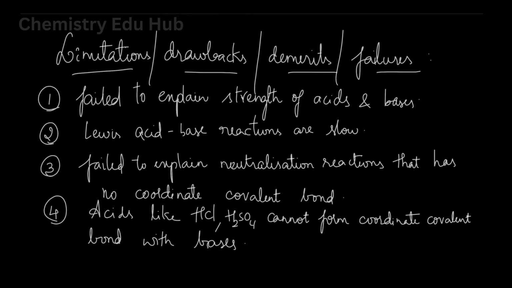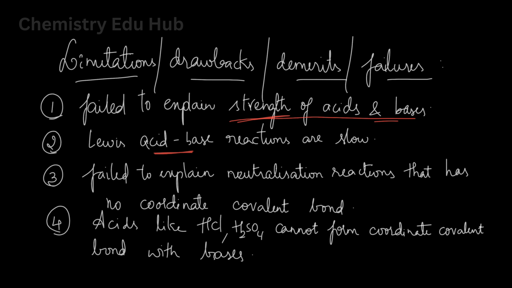As every theory possesses some limitations or drawbacks, this theory also has a few, where it failed to explain the strength of acids and bases. Based on the postulates given by Lewis, we cannot differentiate which is a strong acid and which is a strong base. That is the first drawback. Generally, acid-base reactions are very fast, they happen very quickly, but Lewis acid reactions are slow. Why is it? The reason was not explained by Lewis.